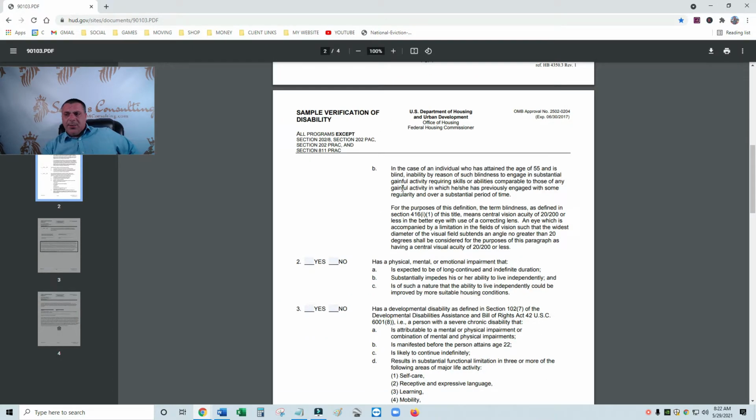In the case of an individual who has attained the age of 55 and is blind, or the inability by reason of such blindness to engage in substantial gainful activity. In other words, being employed, required skills or abilities compared to those of any other gainful activity in which he or she was previously engaged with some regularity and over a substantial period of time. In other words, they're asking whether or not you're able to maintain a job or have any quality of life.